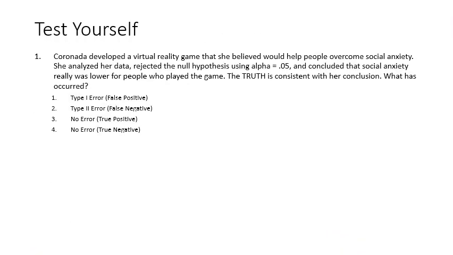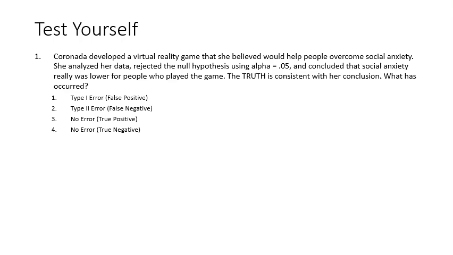So let's take a look at a couple of little problems. Here we have Coronata. She developed a virtual reality game that she thinks is going to help people overcome social anxiety. She analyzed her data, rejected the null hypothesis using alpha at 0.05, and concluded that social anxiety really was lower for people who played the game. The truth is consistent with her conclusion. What has occurred?